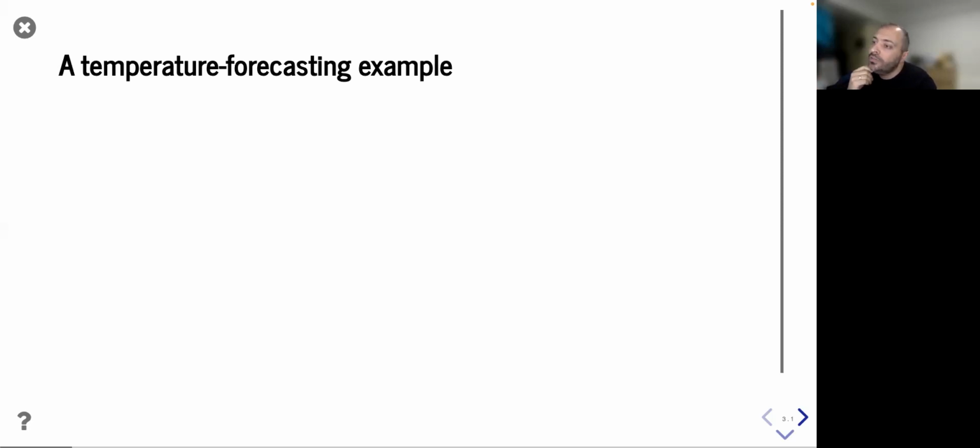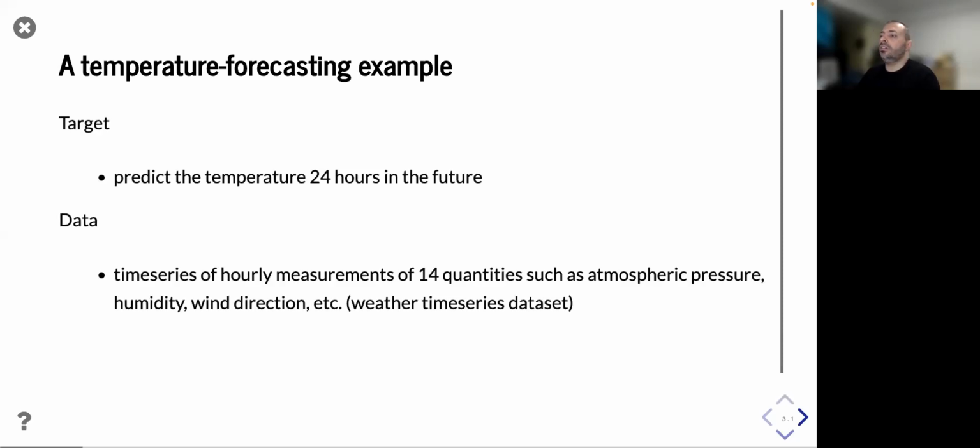So in this case, we will solve the temperature forecasting problem. And the target in this one would be to predict what will be the temperature one day in the future, so 24 hours in the future. So what we are going to use for this specific problem will be time series of hourly measurements of 14 quantities, such as the atmospheric pressure or the humidity or the wind direction and other data like this. But this time we will use time series data. So we will have the measurements taken in specific time intervals.